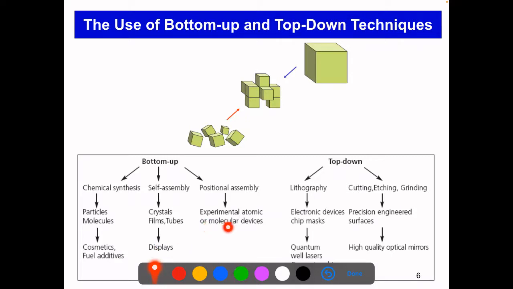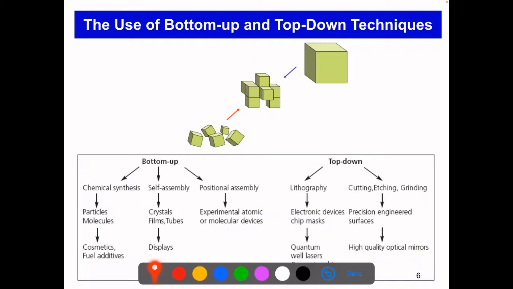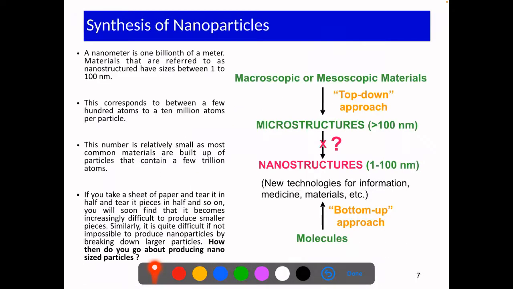Positional assembly is used in molecular devices. Or the top-down approach, we talked about it: lithography or cutting, etching, grinding, all sorts of things. Quantum well lasers can be made by lithography, or computer chips or MEMS. Or cutting, etching, grinding can be useful for high-quality optical mirrors, okay?